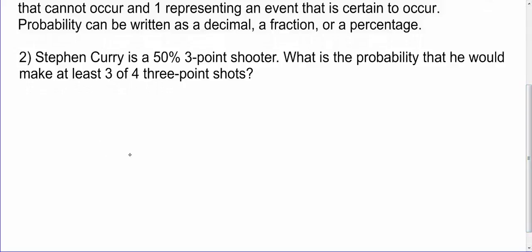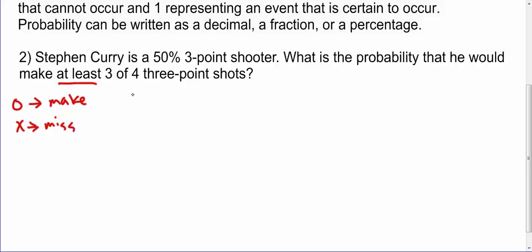All right, so a basketball question. Steph Curry is a 50% three-point shooter. What is the probability he would make at least, that's going to be a key word for us, 3 of 4 three-point shots? So I'm going to create a sample space here, and I'm going to start by defining some things. One of them is this. I'm going to use a circle to represent a make, and I'm going to use an X to represent a miss. Our sample space would look like this.